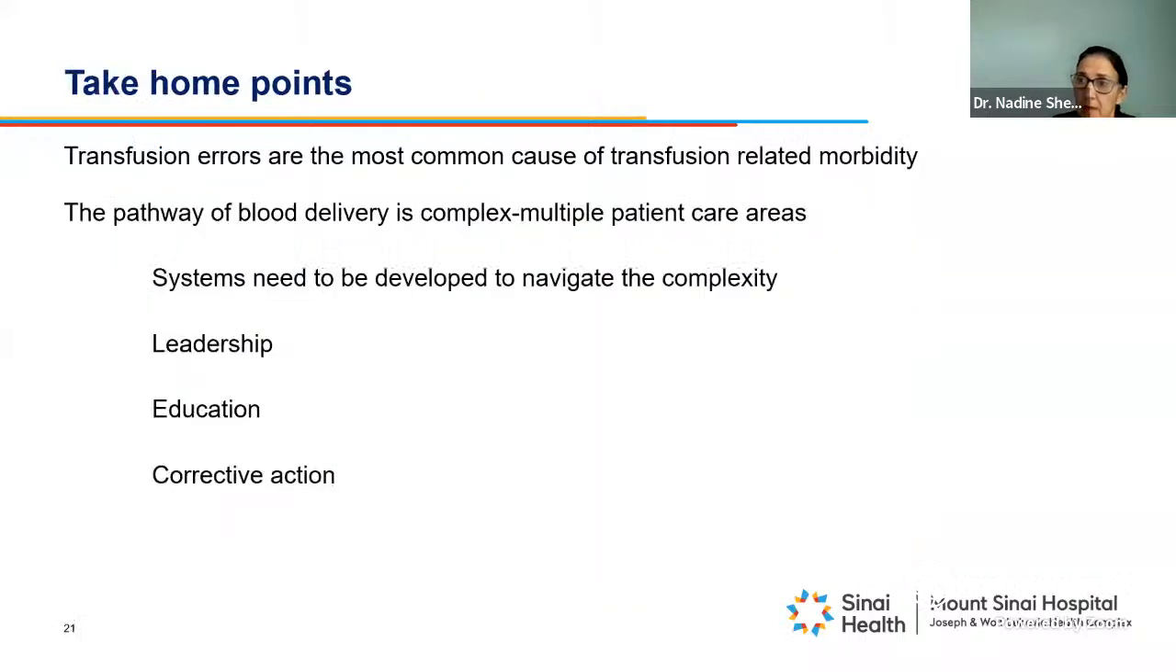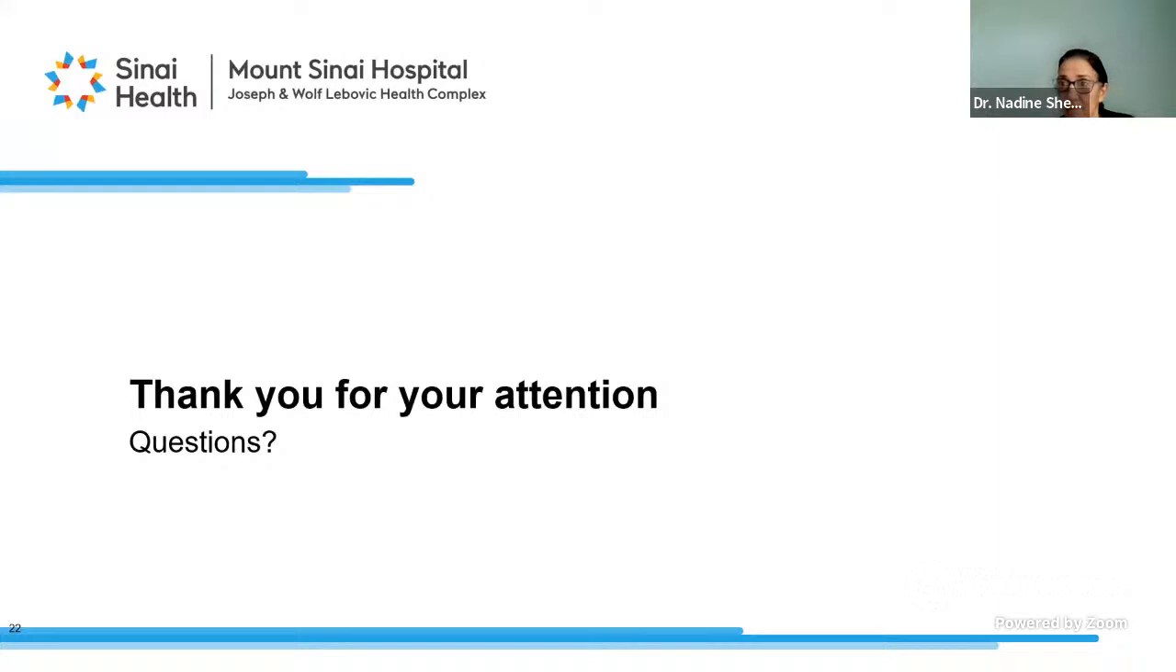So I will stop there, and my take-home points really are: transfusion errors are the most common cause of transfusion-related morbidity. The pathway of blood delivery is complex, and there are multiple patient care areas involved. Really, systems need to be developed to navigate this complexity that include leadership, education, and corrective action that is non-punitive. Thank you for your attention, and I'm happy to take any questions.